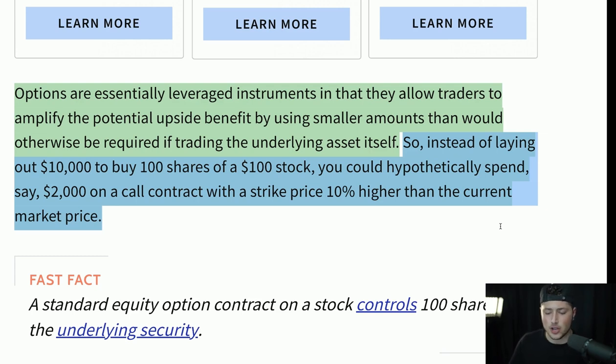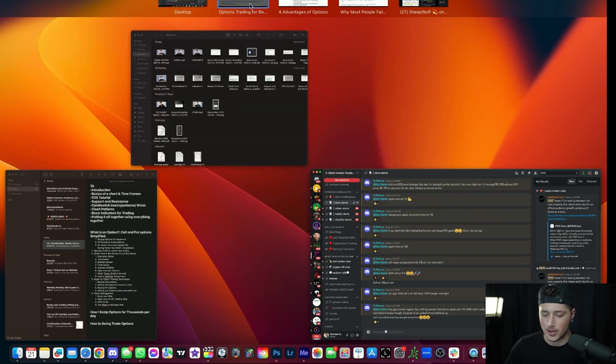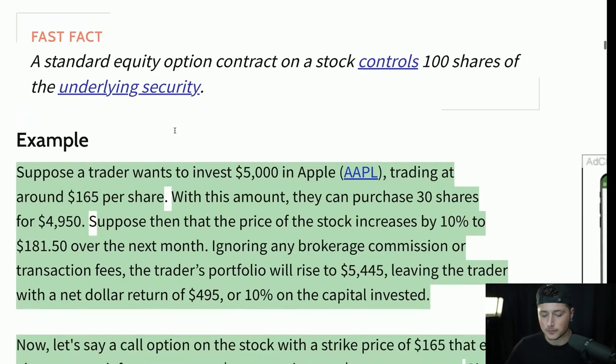Instead of buying $10,000 worth, which most people probably don't even have, to buy that $100 stock, you can buy a contract, which is your right to hold those 100 shares. And if the stock goes up to $120 or $110 per share, you're going to be making money. You're going to sell those, take your profit, and move on to the next play, right? So that is what is so good about trading options.